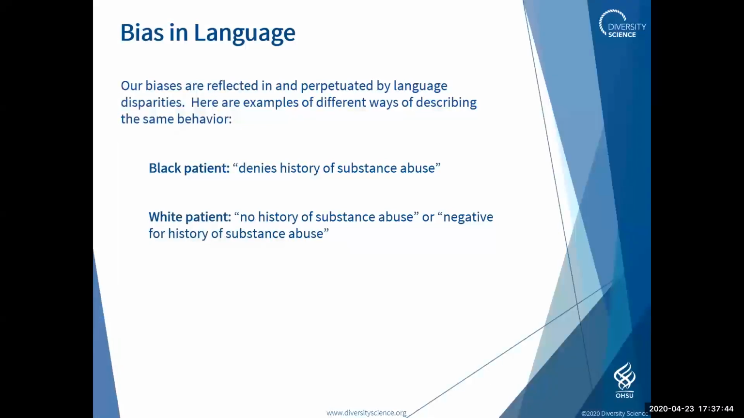So the way that we do this ourselves is through language. It can be fairly subtle. For example, in reporting on an intake, we might be more likely to say, if it's a Black patient, that they deny a history of substance abuse, right? Whereas for a white patient, it's no history of substance abuse, negative for history of substance abuse. And as we read this over and over again in the medical record, in the way we talk about it, it reflects these automatic biases and reinforces the bias.